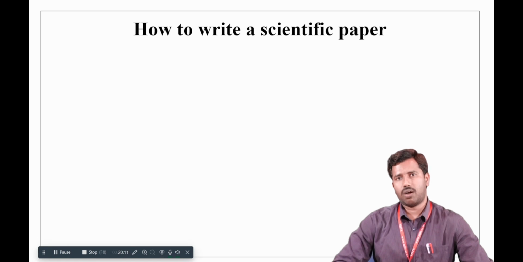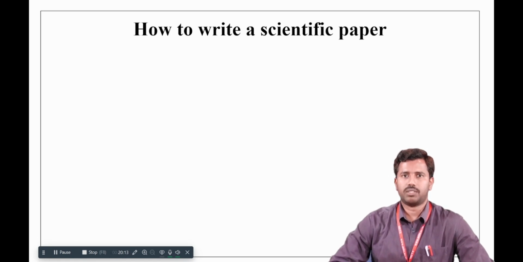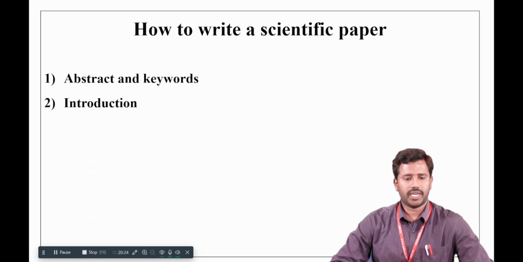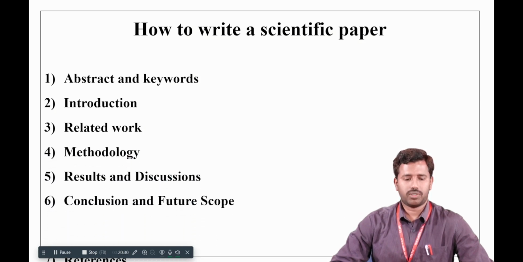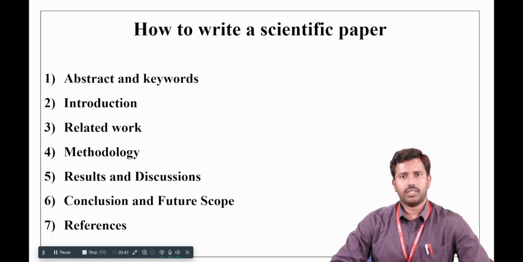Now let us focus on how to write a scientific research paper in the proper way. As per the previous discussion, every research paper will have structured sections such as abstract, keywords, introduction, related works, methodology, results and discussions, conclusion and future scope, and references. The abstract and the conclusion we do not write first, because after completion of the introduction, literature survey, methodology and results, it is better to write the abstract, followed by the conclusion and then future scope.